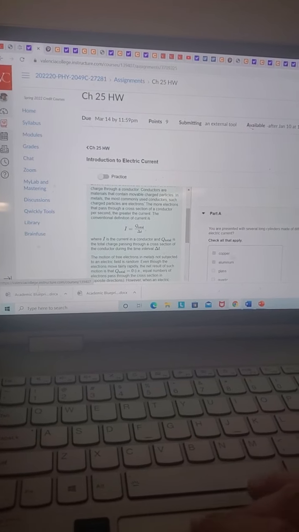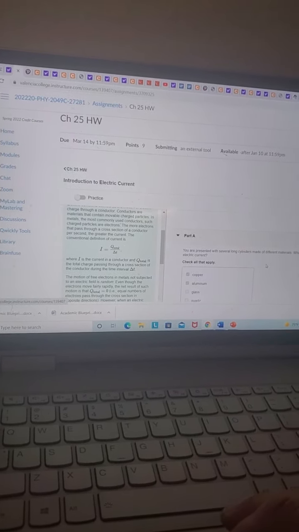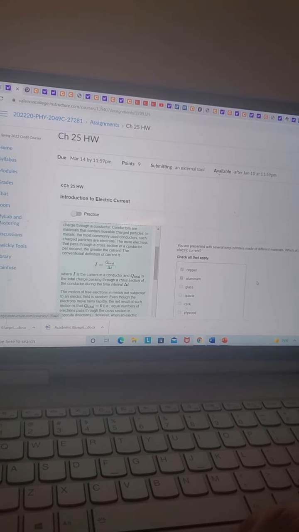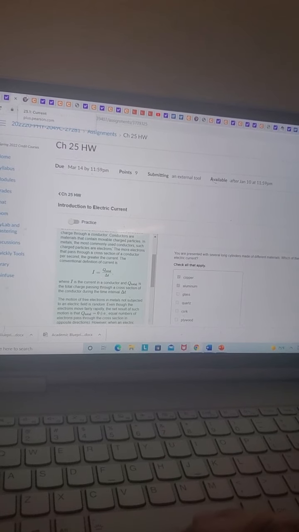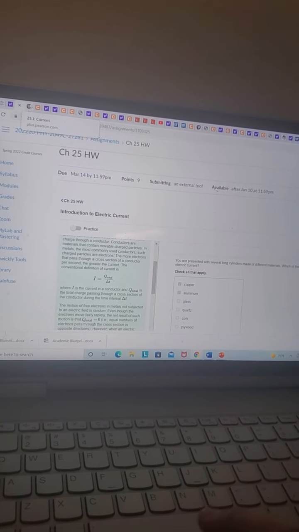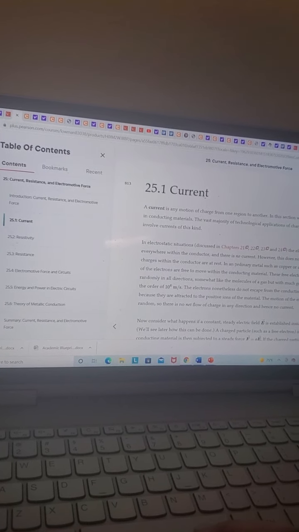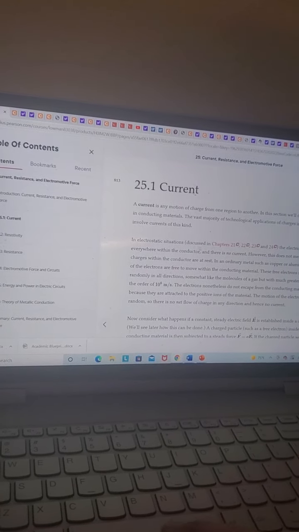So for the first part here, Part A, you are presented with several long cylinders made of different materials. Which of them are likely to be good conductors of electric current? In the textbook, conductors are described. Let me see here.